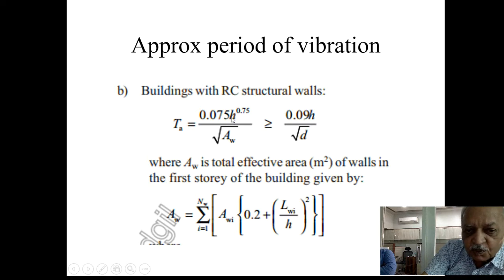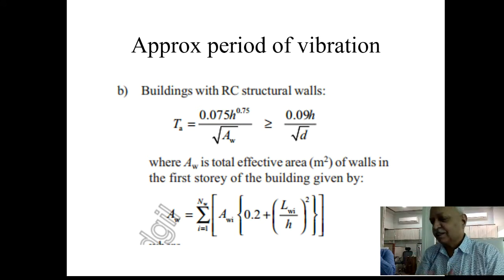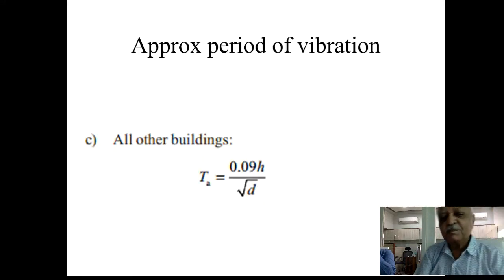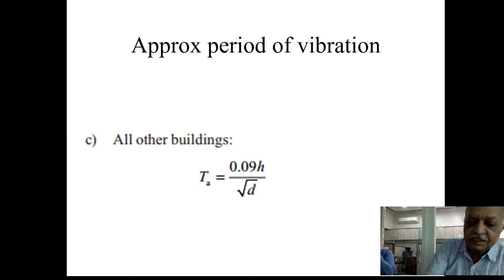Now this is 0.075 h raised to 0.75 upon root AW, where AW is the area of the reinforced concrete walls that you are providing. So you have to calculate the total area of the walls at first story level for the building. Otherwise it is 0.09 h upon root D, where D is the dimension of the building in that direction. So it takes into account the size of the building, length and breadth, and of course the height of the building. So the approximate period of vibration for other buildings is given as 0.09 h upon root D.